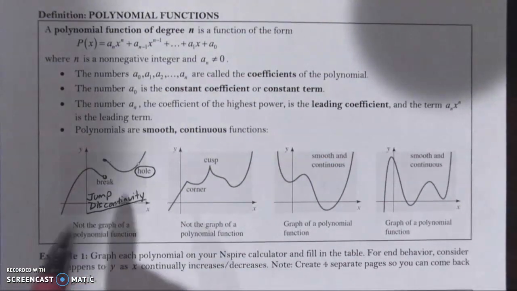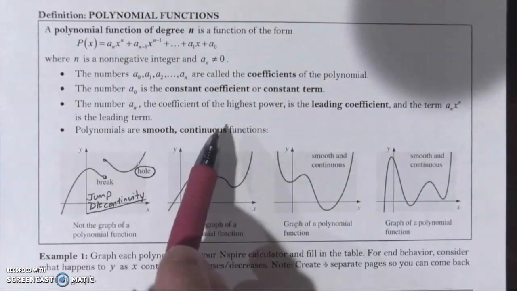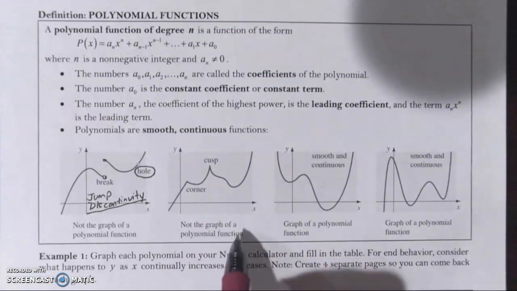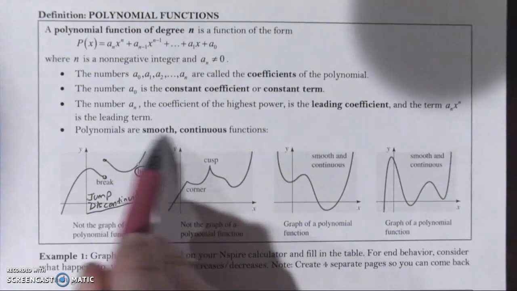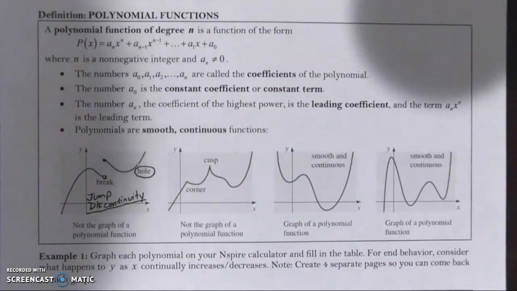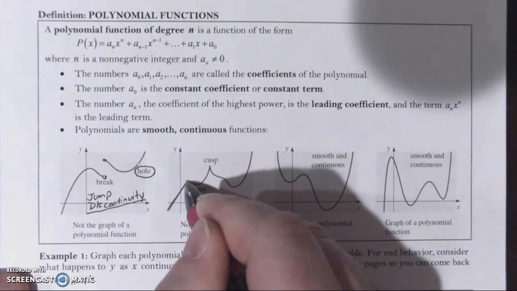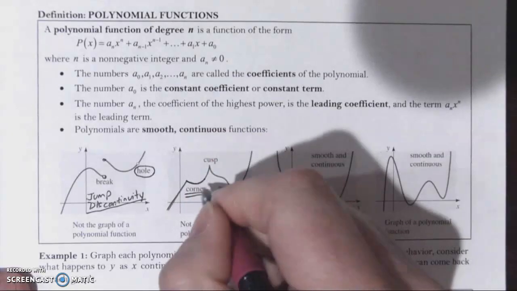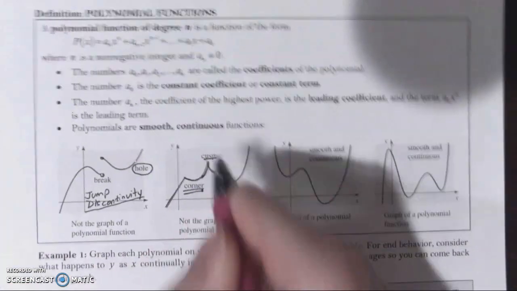If I asked you why this was not a polynomial function, you would say that it fails the continuous part. It is discontinuous. All right. The next graph, also not a polynomial function. Both of these fail the smooth category of a polynomial function. Okay. When we have a linear piece coming into a curved piece, we call that a corner. When we have a curve and then a curve coming back out, we call that a cusp.